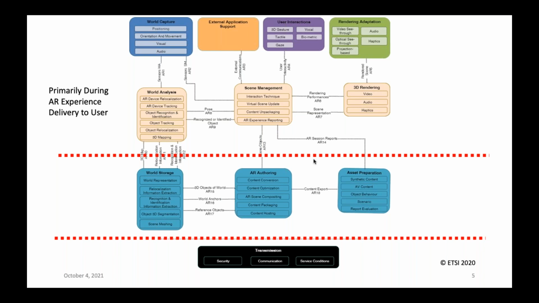And then above the dotted line are activities, real-time and middleware and user interfaces, user interactions that are happening just as the AR experience is being delivered to the user. And then, as I said, the three turquoise shapes are primarily being used in advance, but it may not be very long in advance. It may be milliseconds in advance of the experience delivery to the user.